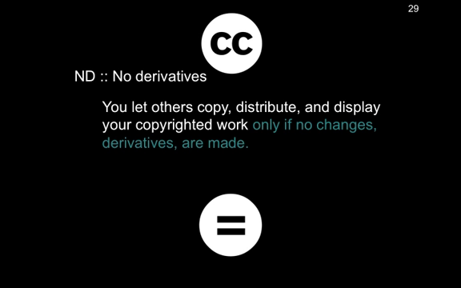The 4th option you can choose is ND, or no derivatives, which is represented by the equal sign. No derivatives gives people permission to copy or distribute the work, but only if they do not alter it in any way. This means no excerpts, no edits, and no adaptations.